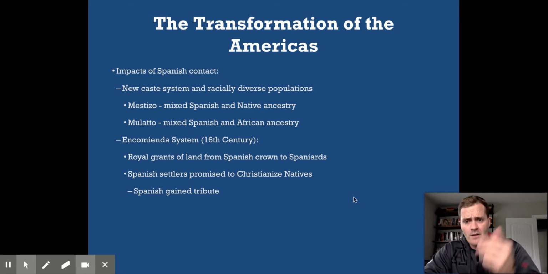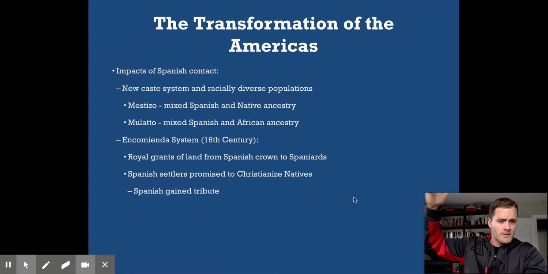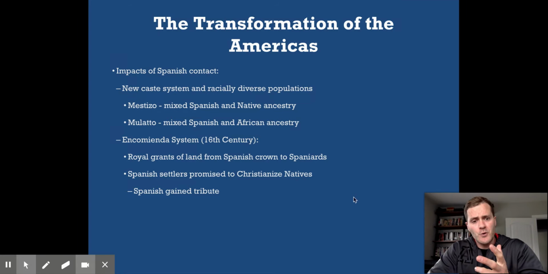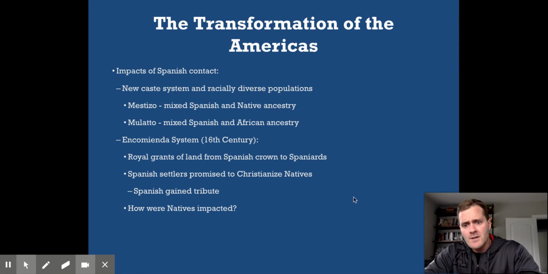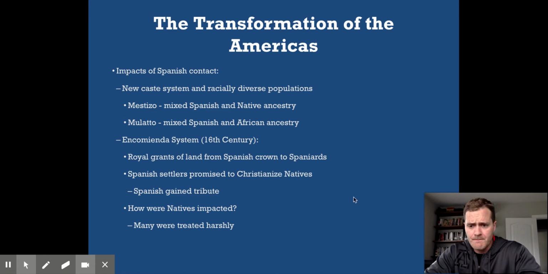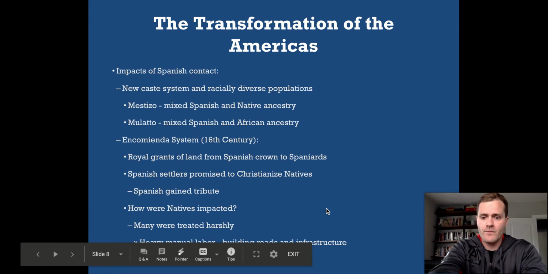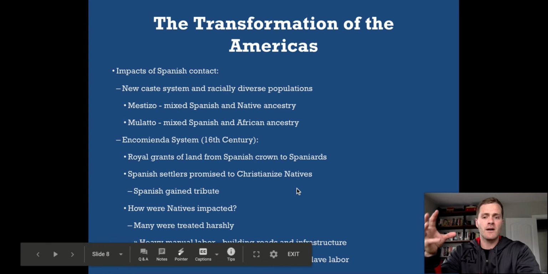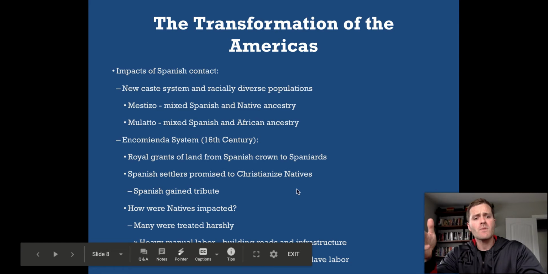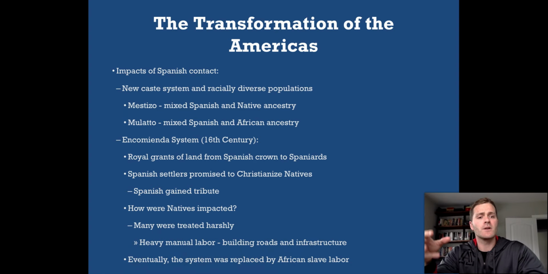In reality, it looks very little like this. As you guys know, we live in California. We have the mission system throughout California, Father Junipero Serra. But in these missions, we see the Christianization of natives, but we also see the exploitation of natives for labor, the harsh treatment of natives, etc. So natives are impacted significantly by this Spanish influence. Many are treated incredibly harshly. Many are used for manual labor, building roads, building infrastructure, farming.